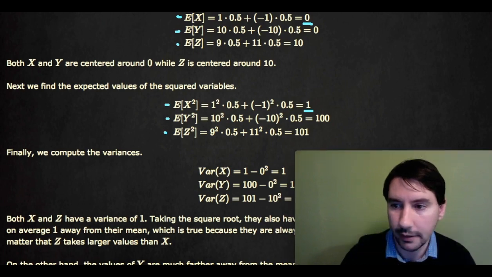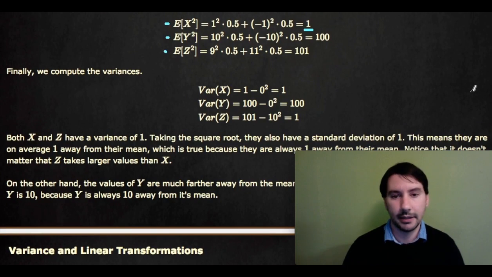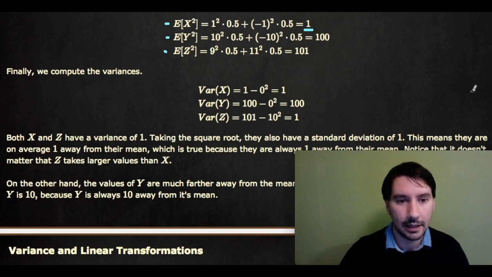So notice that the two variables that were equally spread out, x and z, which took two values that were a distance 2 apart, both have the same variance. Their variance is 1. And y, which was much more spread out, has a lot higher variance. It has variance 100. And it didn't matter that x and y were centered around the same value.